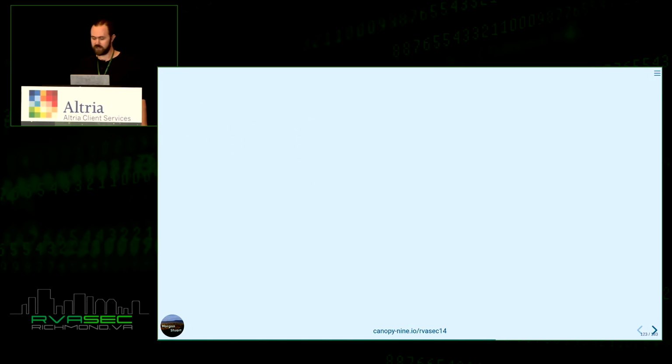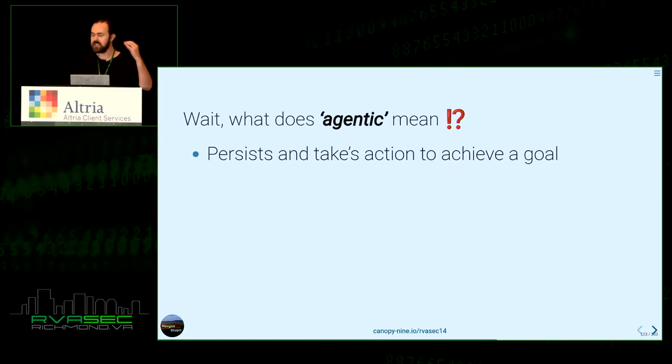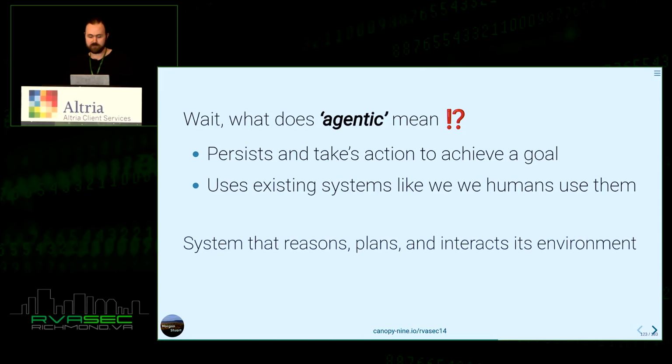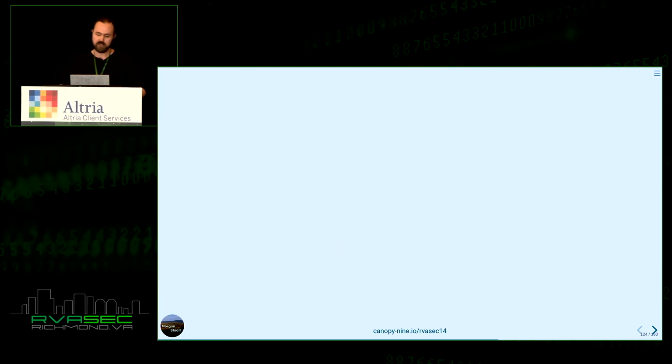So what does agentic even mean here? It means that it's a process or a system that's going to persist, and it's going to take action to achieve a goal. It uses existing systems like we humans use them. It is a system that reasons, plans, and interacts in its environment. I pulled these from a few different places, but if you're reading this and you're like, that's kind of what I do for a living, well, welcome to the show. This is what everyone's talking about with these things and what they could or could not replace.